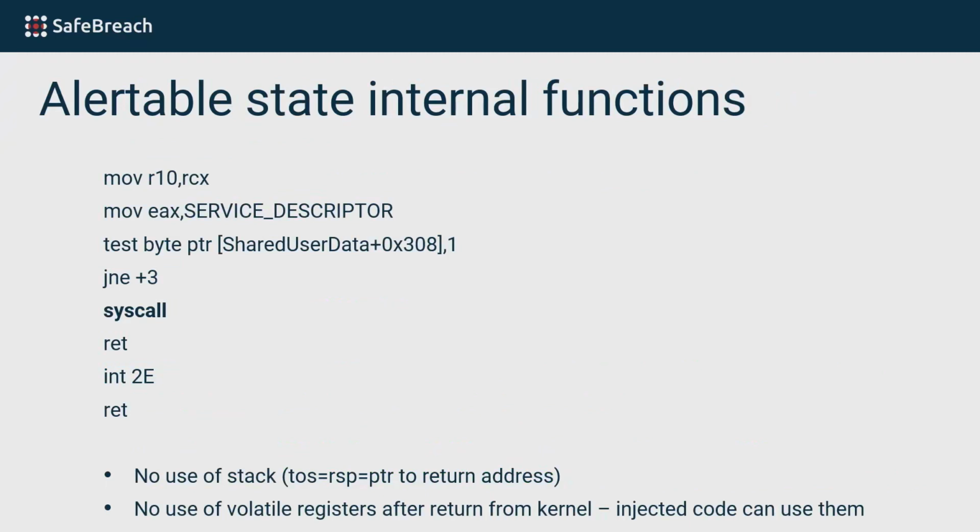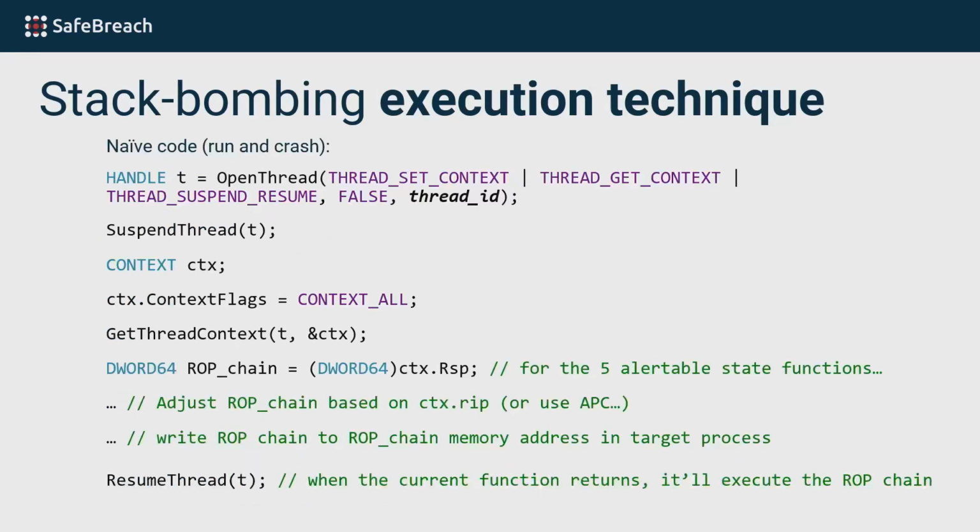There is no manipulation of the stack, there is no manipulation of registers, which is very handy. So if the target thread is in an alertable state, it means that if we now write the address of the destination code in the address pointed by RSP, the thread will actually branch, the return in the thread will immediately branch to our own code. And that's essentially the idea.